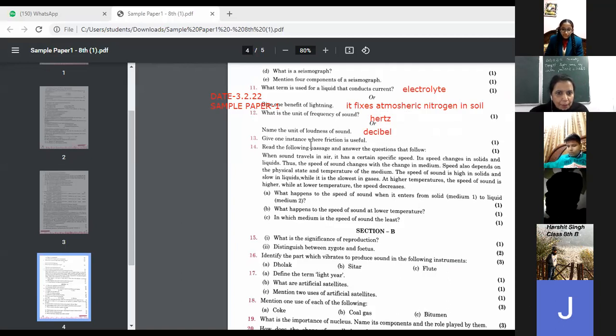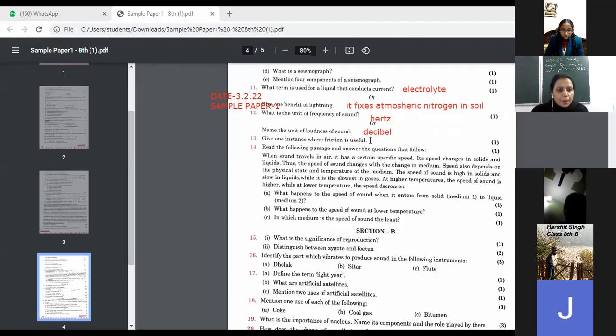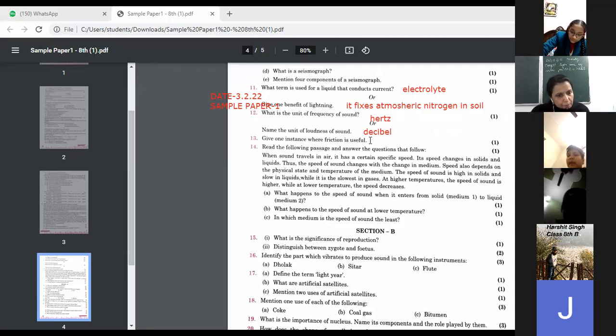Give one instance where friction is useful. Anyone? Ma'am, it helps us to construct buildings. Yes, Sarthak Sehgal, what are you saying? Ma'am, it helps us to write and walk. Okay, right. Akriti has told it helps to construct a building. Sarthak Sehgal, you tell. Ma'am, it helps to turn or slow down our vehicles. Okay, slow down. So there are many.